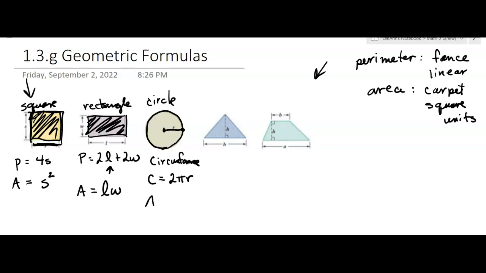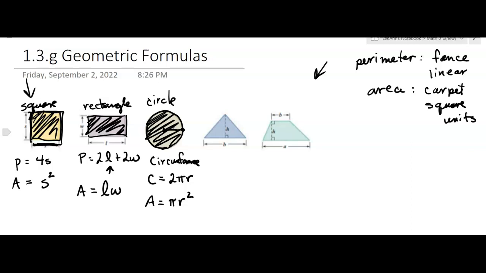The area of a circle is pi r squared. And so if you want to get a cover for your pool, you're going to figure out how many square feet you need, or square yards you need of fabric to cover the pool. And that's going to be pi r squared.